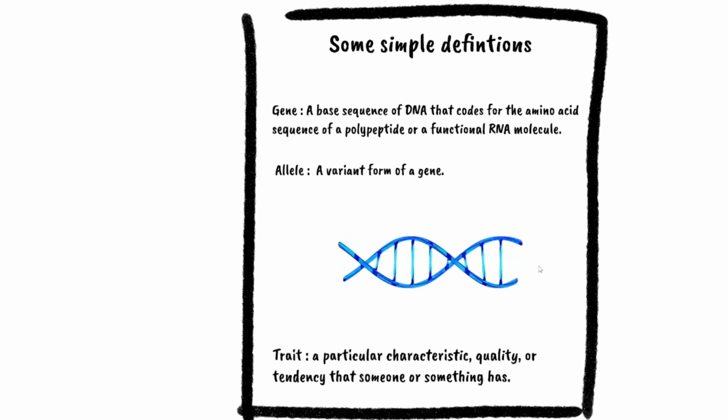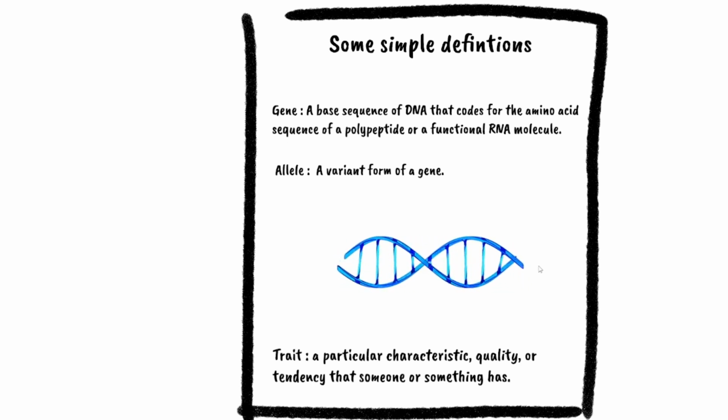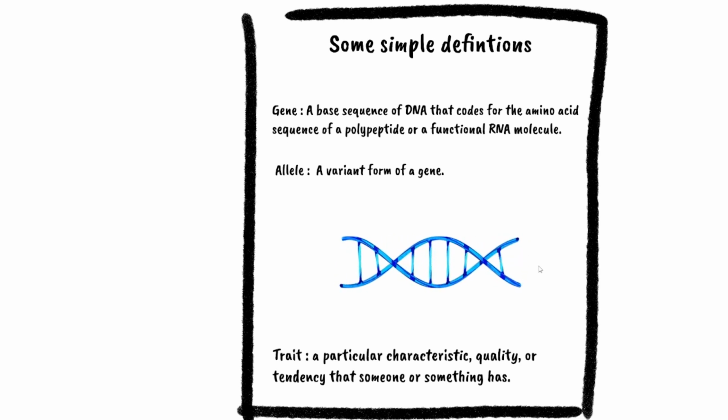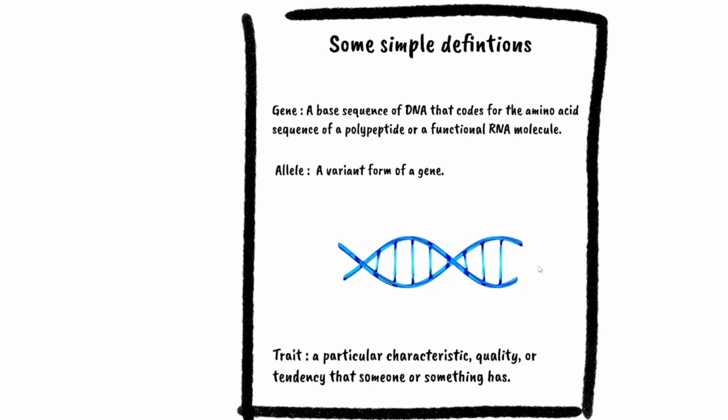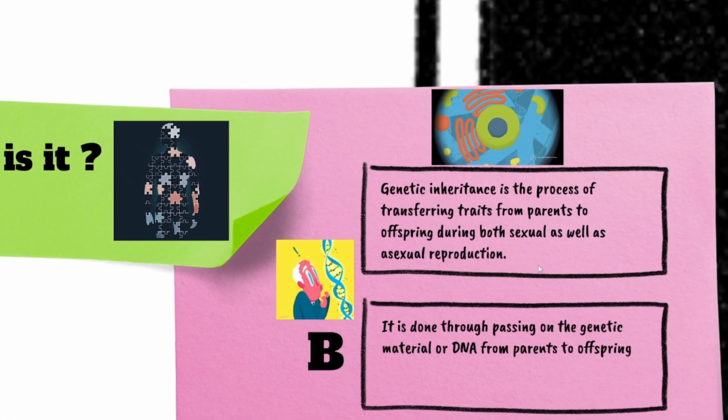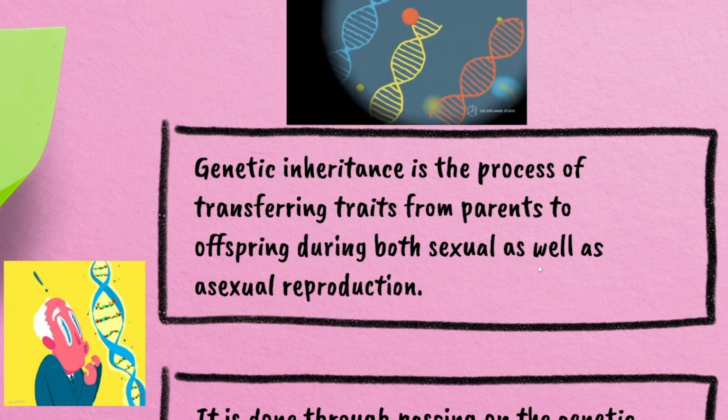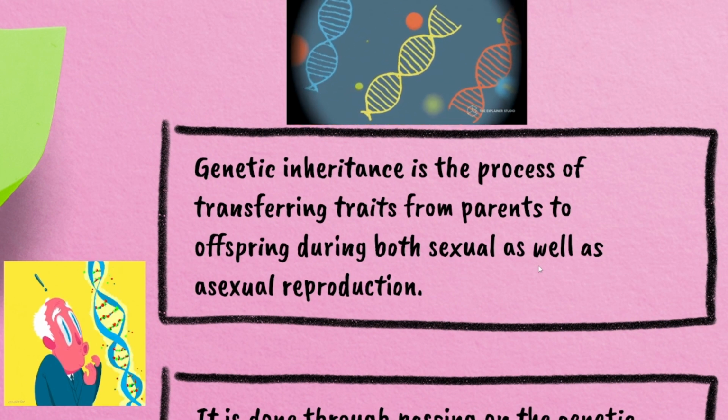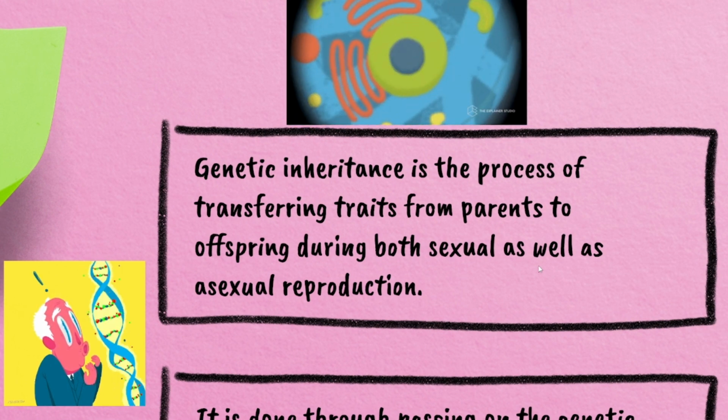A trait here, pretty simple. Any characteristic of an organism can be skin color, hair color, height, anything. So a trait is basically a characteristic or quality, the tendency of someone or something. So these were some basic definitions. Now let's hop into the main journey of the chapter.